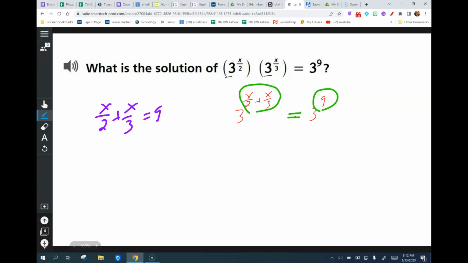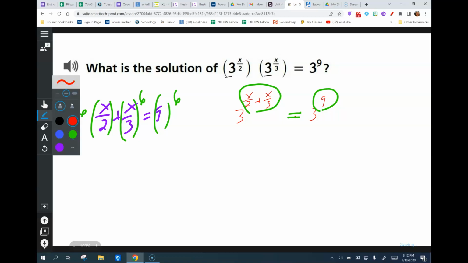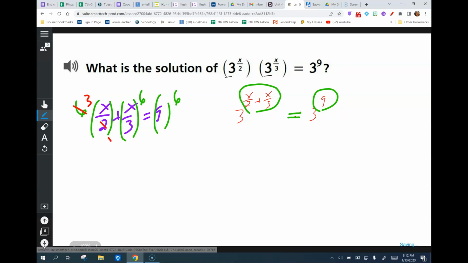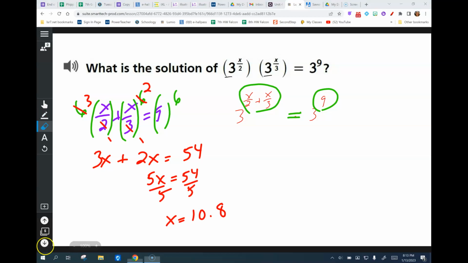Again, we're going to clear the fraction by multiplying through by a common denominator. Our common denominator here is obviously 6, so every single term gets multiplied by 6. When I do that, I can divide by 2, I get 3x. Divide by 3, I get 2x. 9 times 6 is 54. Now we're just going to solve this equation. Go. So we found out that x is equal to 10.8. Okay? Great. So it's not anything you can't handle. It's just weird, bizarre, and really cool.